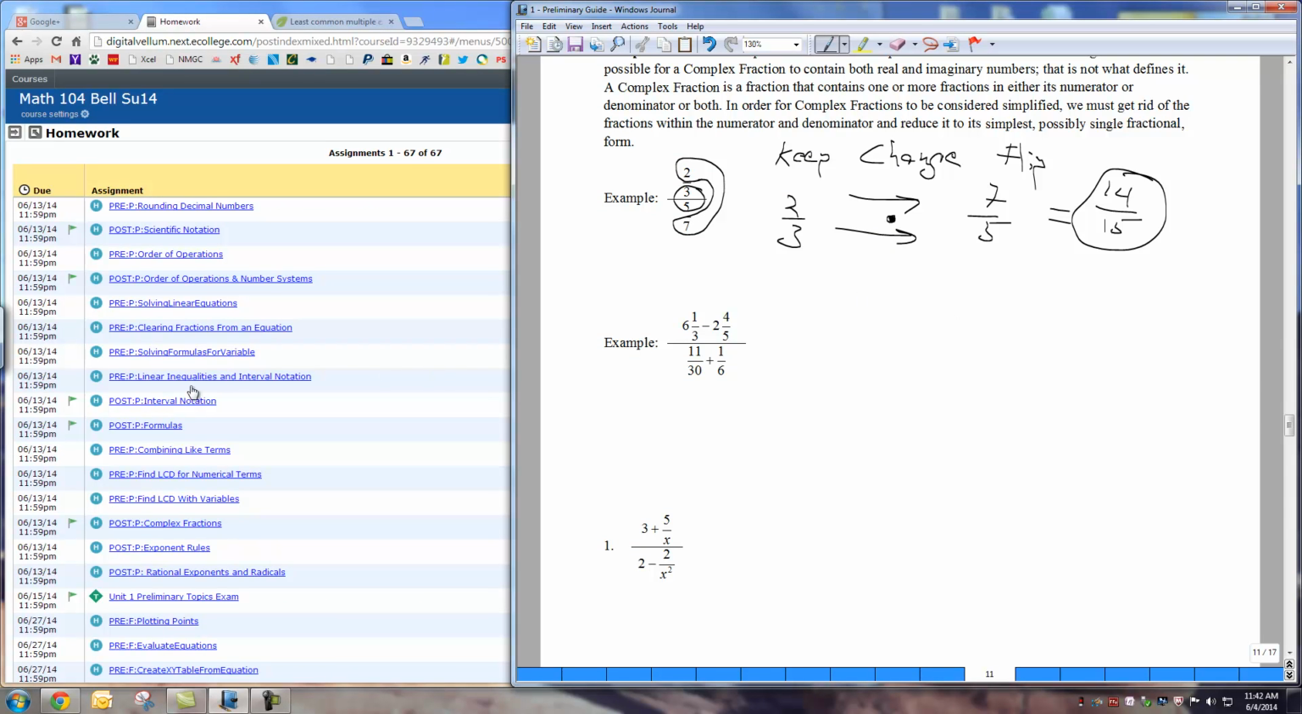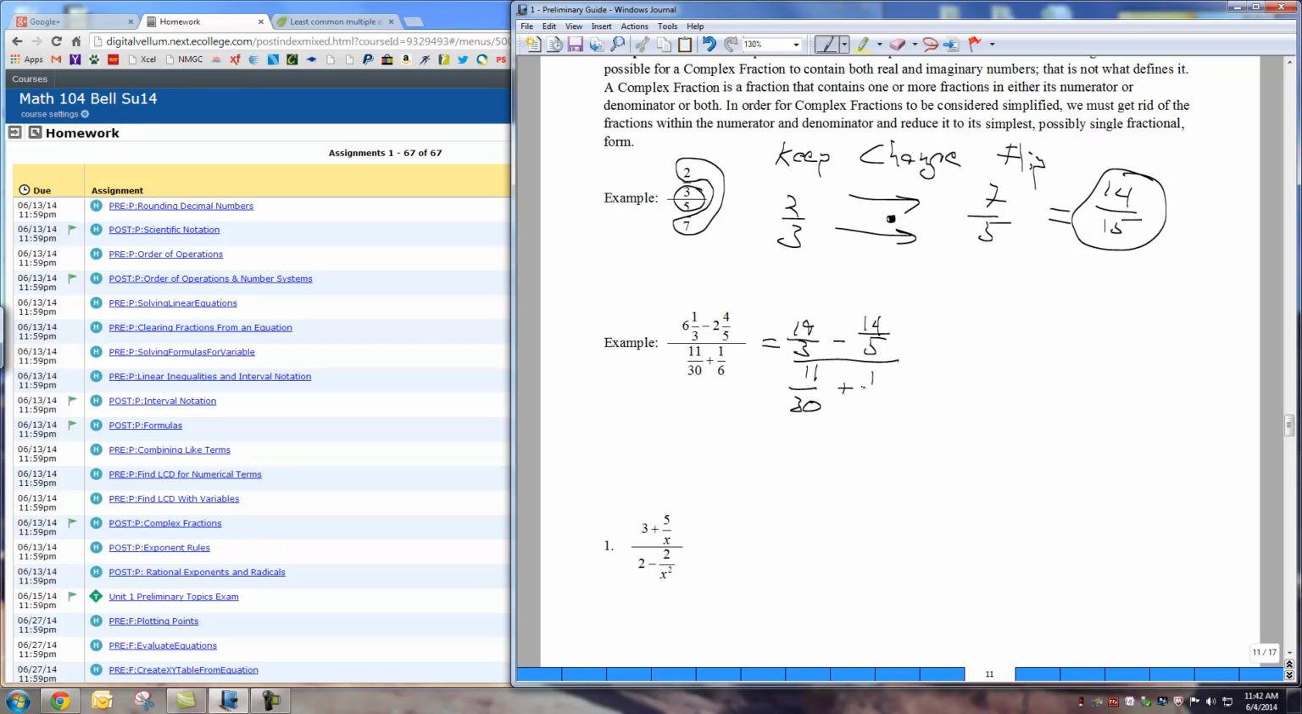So first I want to just look at the numerator. What I'm going to do first, since both of these are mixed numbers, is change them into improper fractions, which we talked about in the very first video. So 6 and 1/3 means 6 plus 1/3. So the way to come up with that is 6 times 3 plus 1. So 19 thirds. 19 thirds minus 2 times 5 is 10 plus 4, minus 14 fifths. And both of these are already in regular form. Neither one is improper. They're proper fractions.